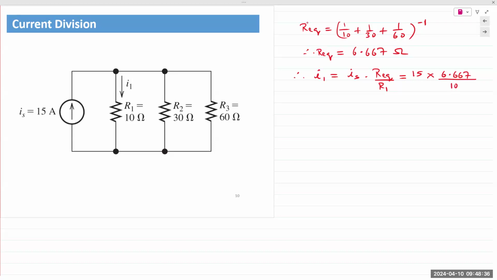So what is this answer? I1 is equal to? Anyone? 10? I heard 10 from 2 people, 3 people. 3 persons telling me 10, going, gone.